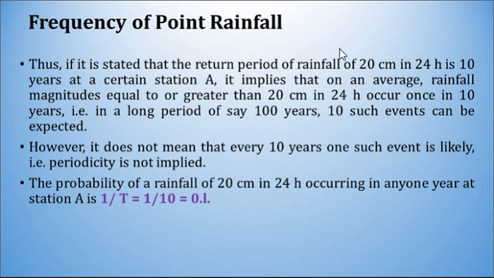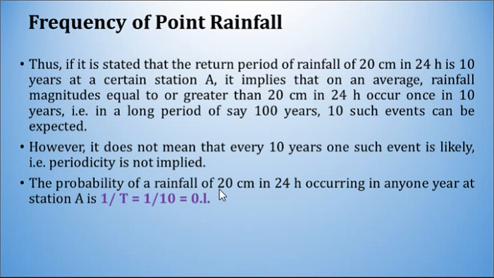Means what? If a rainfall of 20 cm in 24 hours has a return period of 10 years at a particular station A, it is likely that in 100 years, 10 such events can be expected. However, it does not mean that every 10 years, one such event is likely. That is, periodicity is not implied.